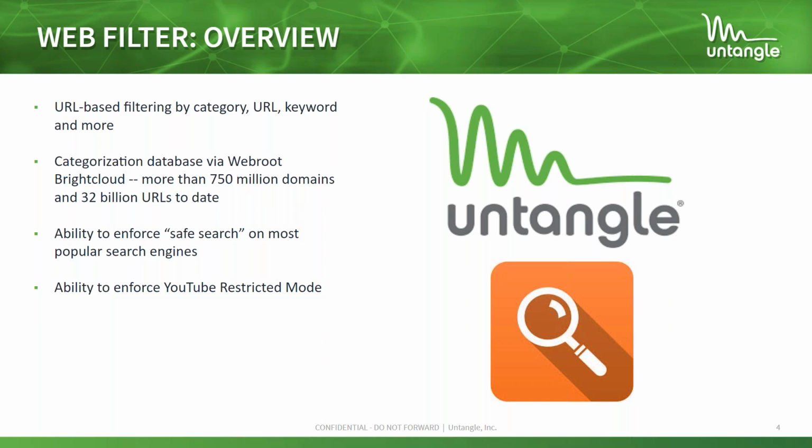Our categorization database is now provided by WebRoot. We're using BrightCloud. Currently, there are more than 750 million domains and 32 billion URLs able to be categorized by the new web filter. The web filter does enforce safe search on most popular search engines, and we also have the ability to enforce restricted mode with YouTube.